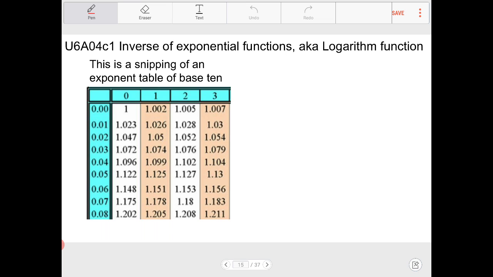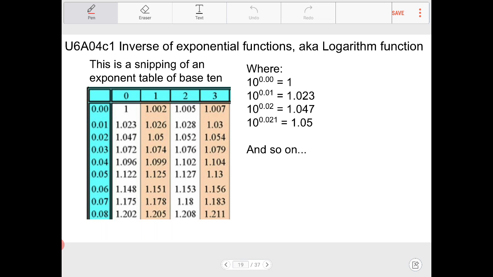And how do we use this table? This is an example, a snipping, of an exponential table. How do we use this? This is saying 10 to the 0 is equal to 1. 10 to the 0.1 is equal to 1.023. 10 to the 0.02 is equal to 1.047.